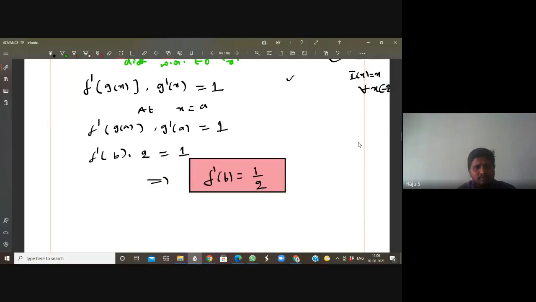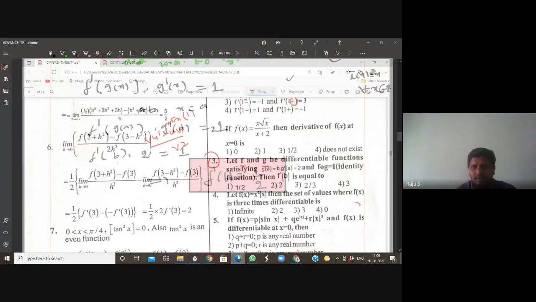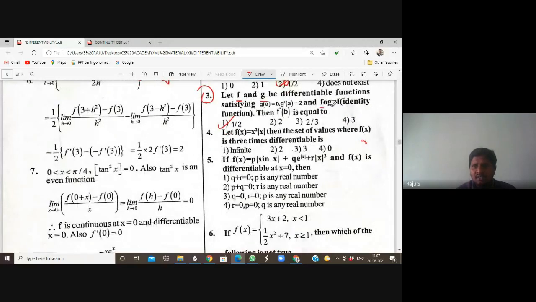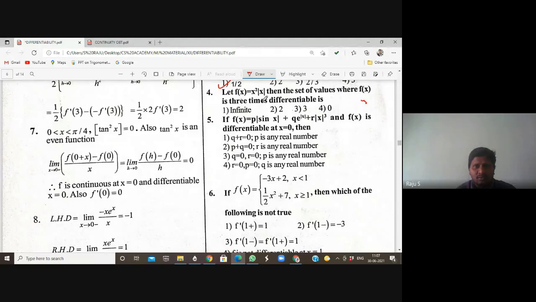Right? So is there any option f dash of b is equal to 1 by 2? Yes. Sorry, sir. First option. Clear, students? I differentiated this composite function, then finally we got it. Right, next question. Question number 4.